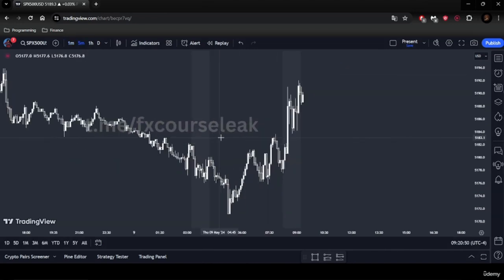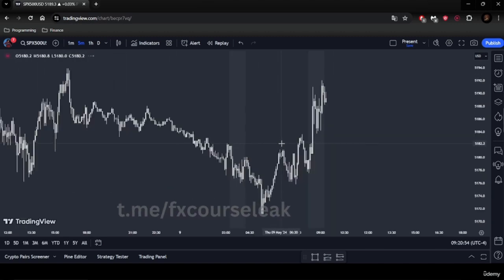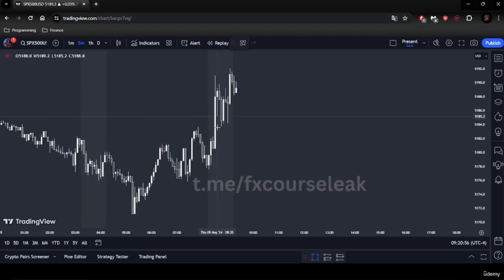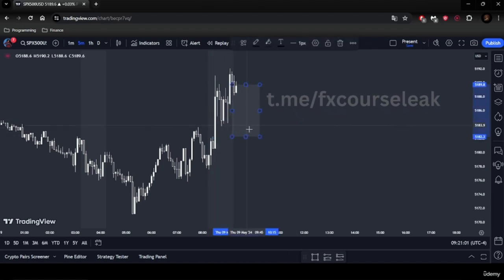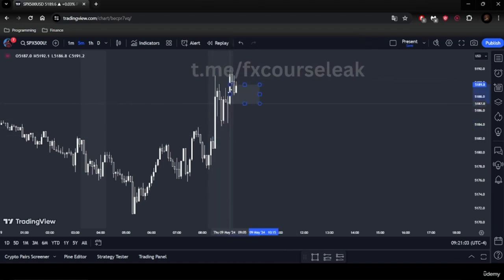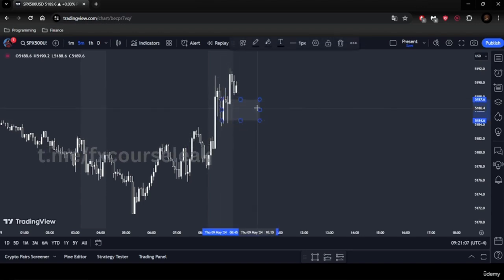Since you can see here in ES, for example, that we respect this fair value gap. Okay, we are right now inside of this fair value gap. Okay, and we have this order block right here.